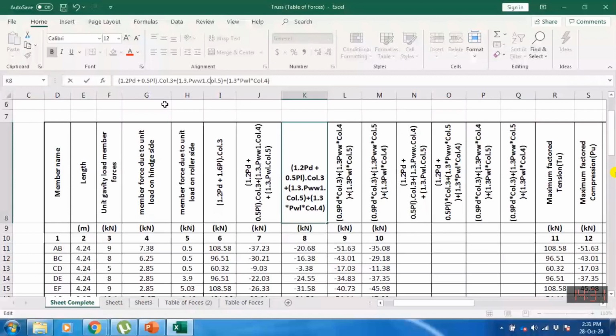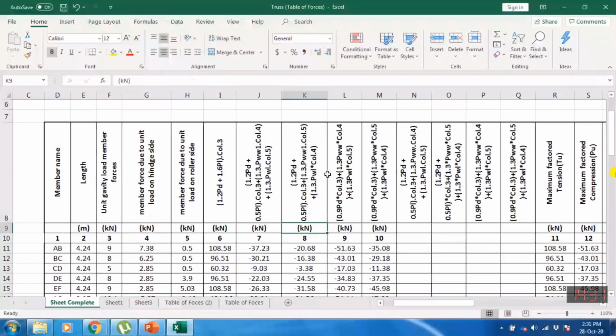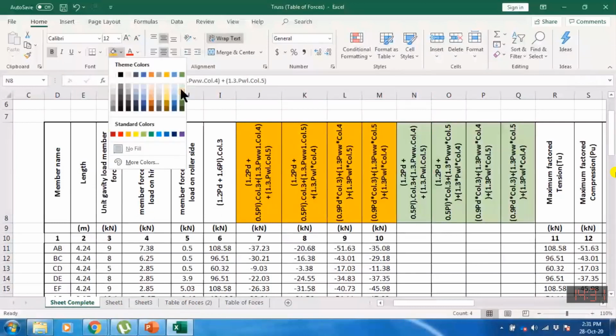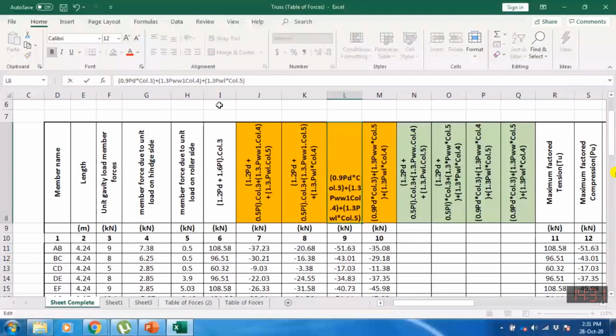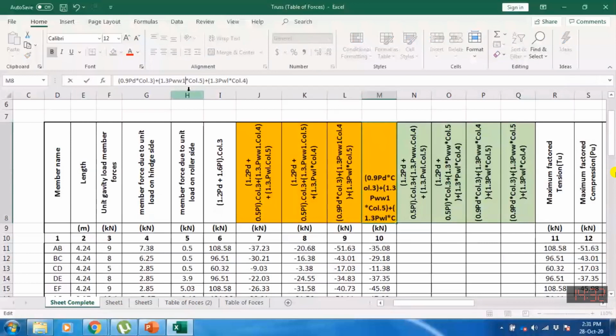So I will highlight maybe these are for the windward 1, and this combination might be for, you can say, windward 2. Again, this is windward 1. This is also for windward 1. This is also okay. Now here this will be for windward 2.